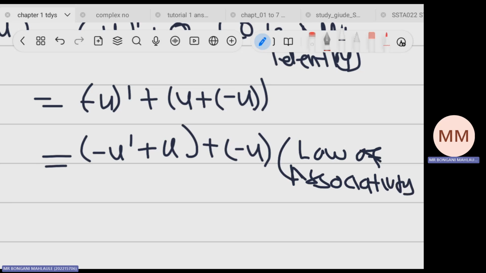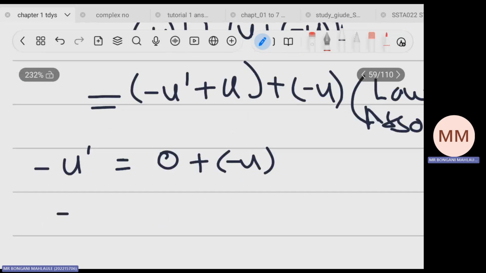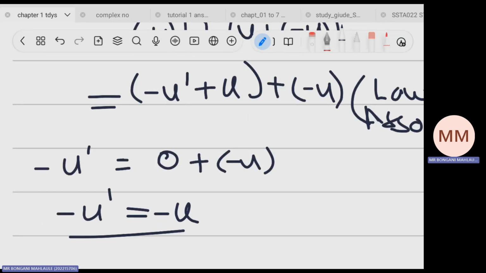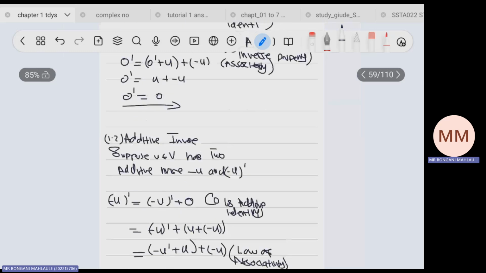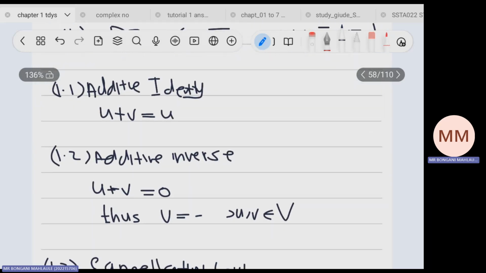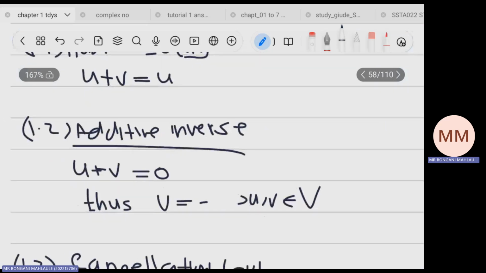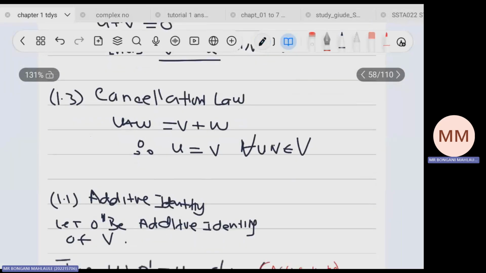And this will give us 0 plus negative u, negative u. Therefore, this implies that negative u prime will be equal to negative u. This was the additive inverse proof, right? We wanted to get that v is equal to negative u. So we're supposed to get v is equal to negative u.